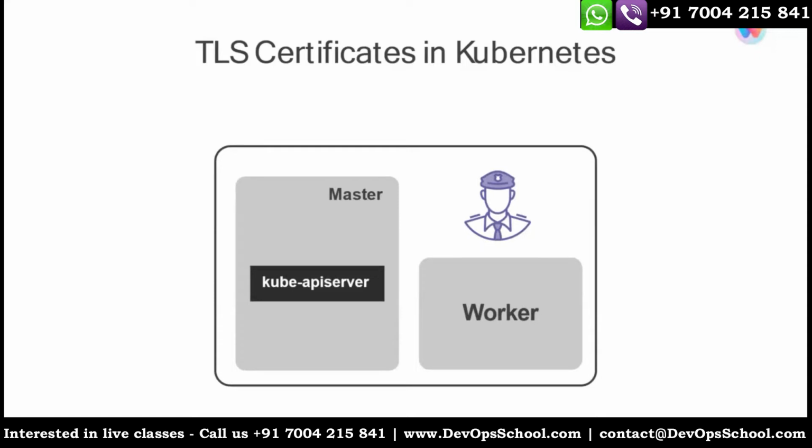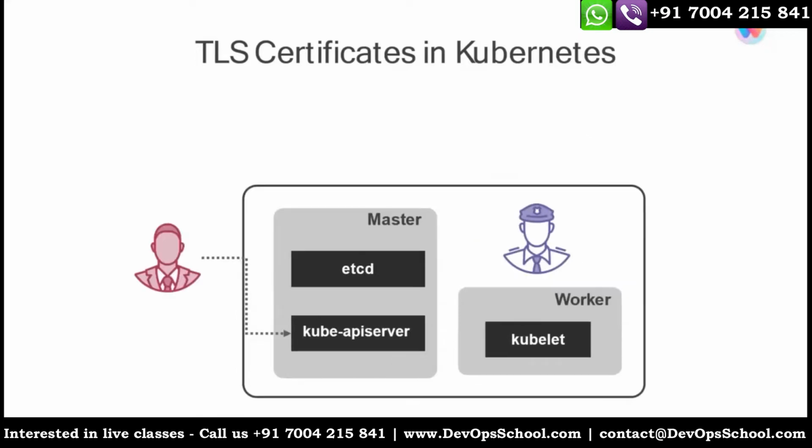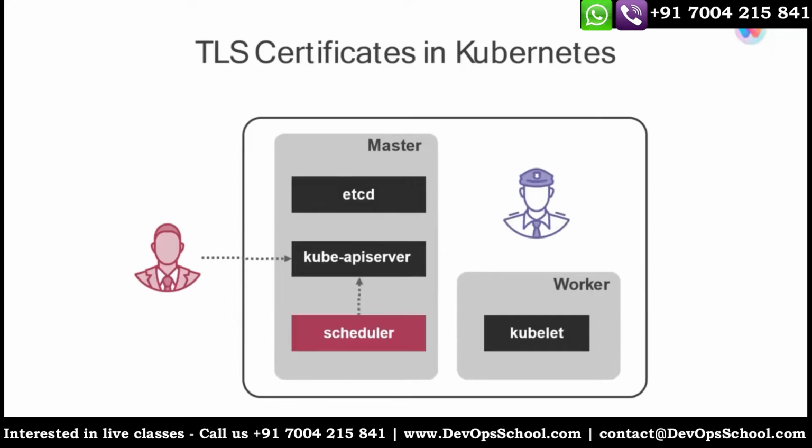Now, what are the components we have? I think we have discussed already all the components in the master. So Kube API server we have, etcd we have. In the worker we have a kubelet that also requires certificates. Then you have a user, this is you from the end user perspective talking to the API server. A scheduler also we have.